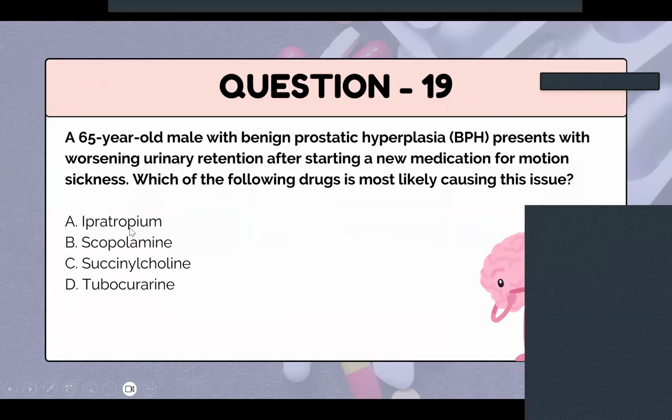A 65-year-old male with benign prostatic hyperplasia presents with worsening urinary retention after starting a new medication for motion sickness. Which of the following drugs is most likely causing this issue? Ipratropium, scopolamine, succinylcholine, tubercularine. Yes, you're right. Scopolamine. So the answer is B.